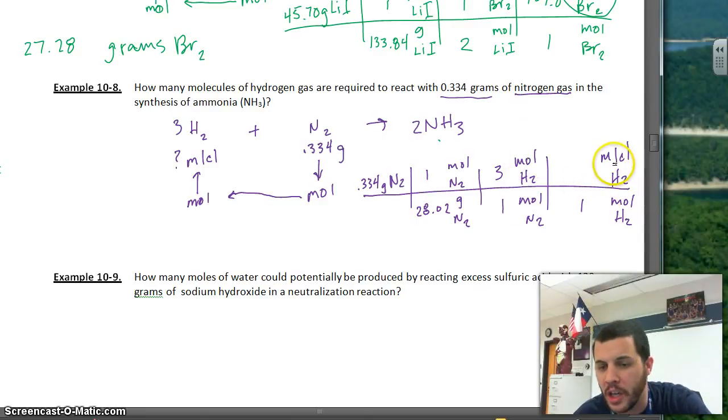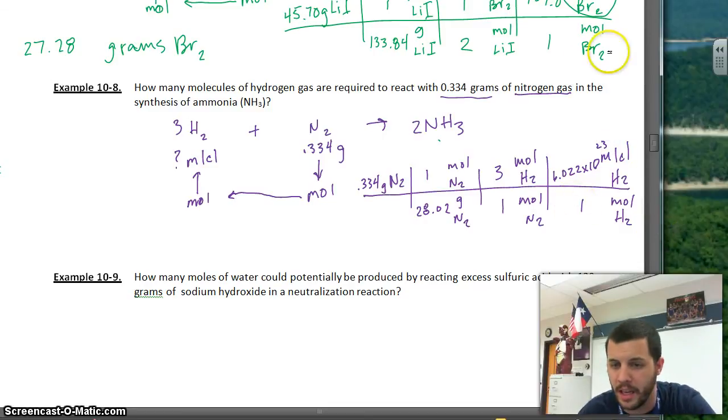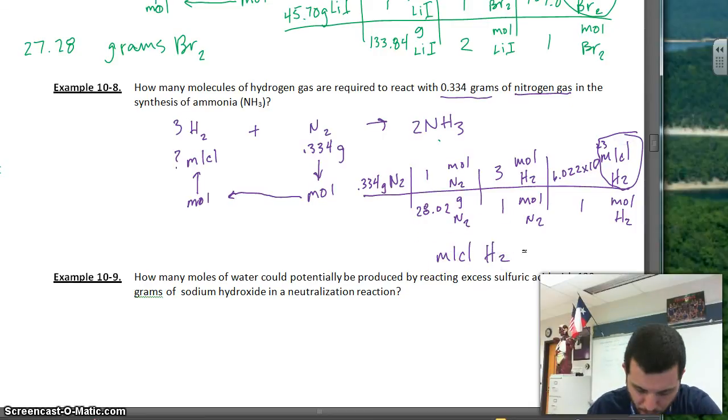And then molecules, what number goes with molecules? How about Avogadro's number? 6.022 times 10 to the 23rd power. Okay, so now all I have to do is circle my unit, which is molecules of H2, and write that down. Okay, and now I'm going to do the math.